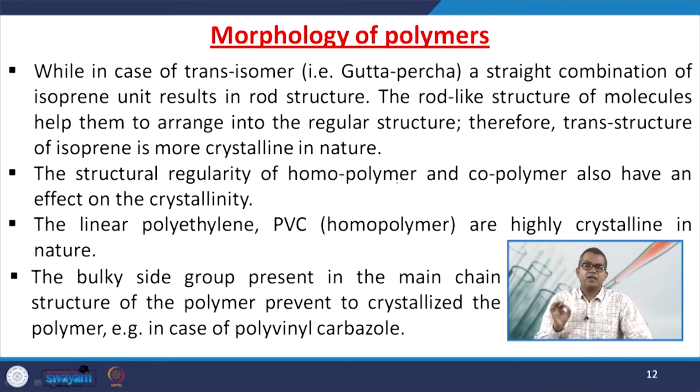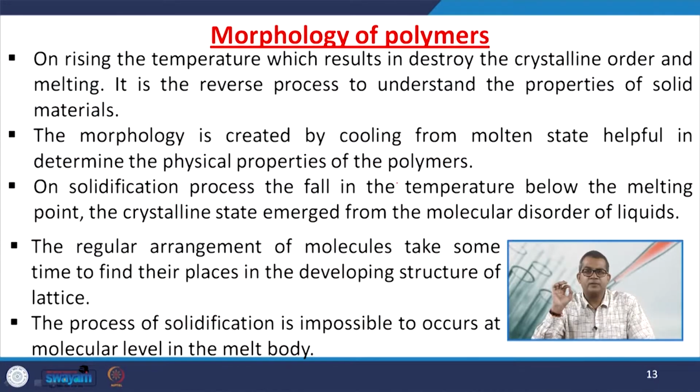The bulky side groups usually present in the main chain structure of the polymer prevent the polymer from crystallizing, in the case of, say, polyvinyl carbazole, which has very wide industrial application in different areas of usability. So there may be certain effects attributed, and one more common effect is temperature. On raising the temperature, the crystalline order may be destroyed and the polymer melts.